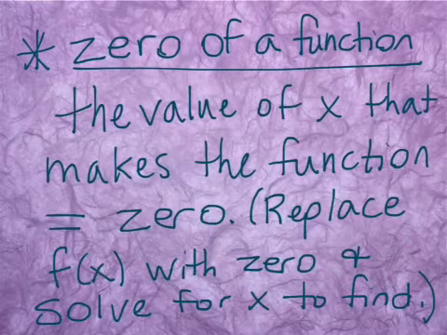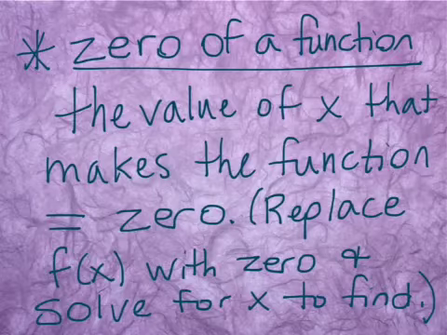The zero of a function is the value of x that makes the function equal 0. Replace f of x with 0 and solve for x to find it. You might want to refer back to that later, so make sure you write that down.